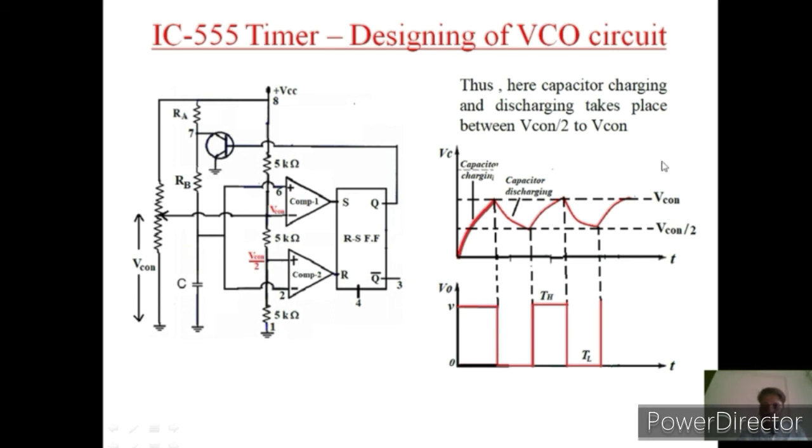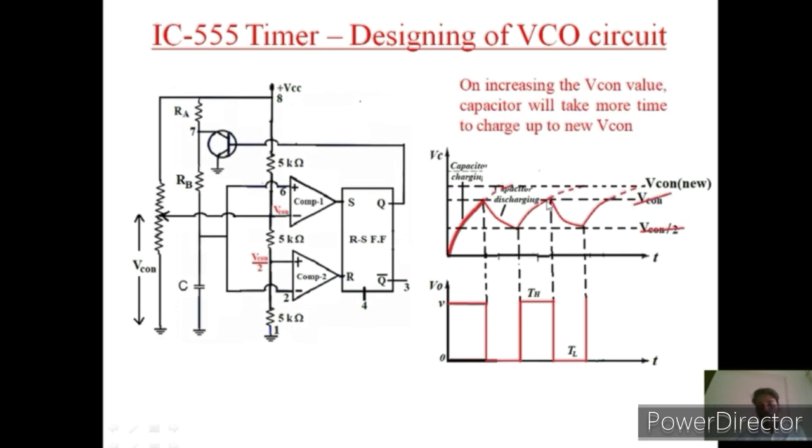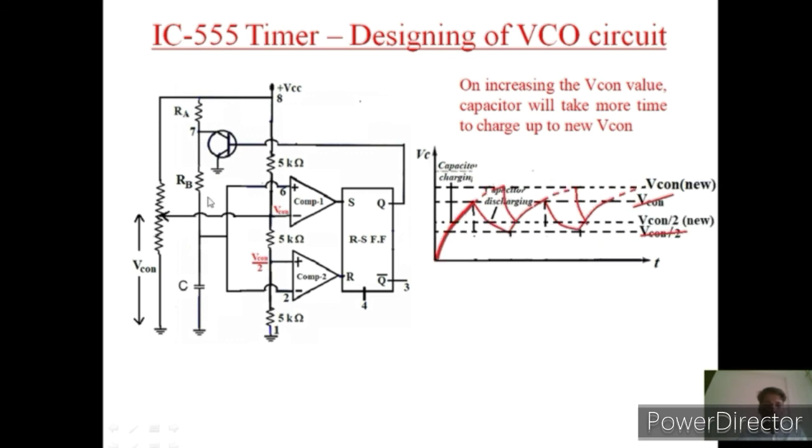Now if you change V control to some new value, V control new, then the capacitor takes more time to charge and it will also take more time to discharge to another value of V control by 2. So just by changing this V control point, the time period of the output signal can be controlled, as the input voltage is controlling the time period of the output signal. In other words, it is controlling the frequency of the output signal. So this circuit is called a voltage controlled oscillator circuit.